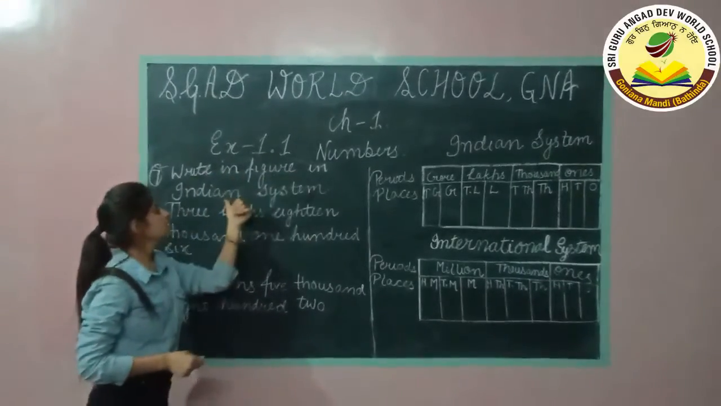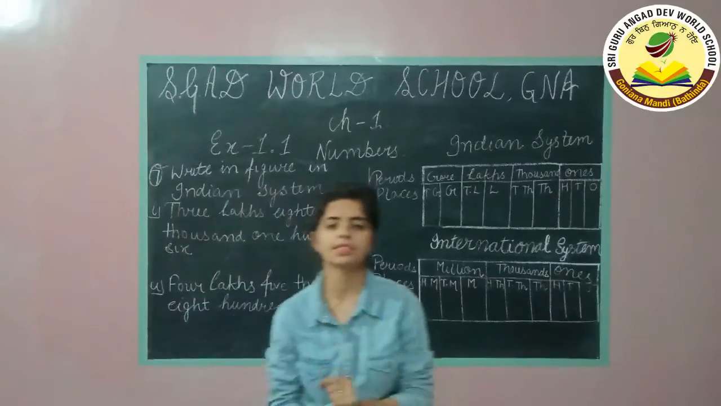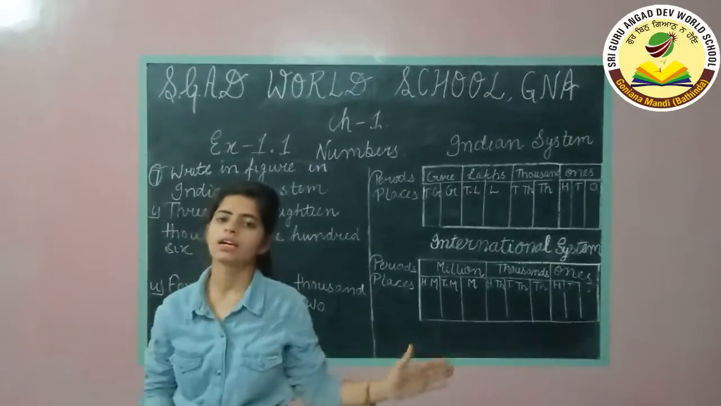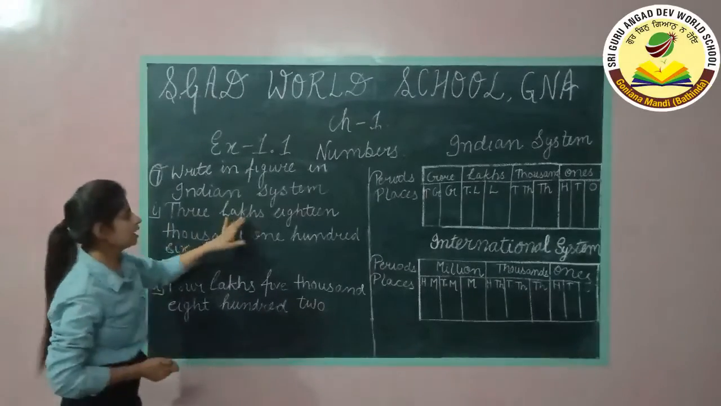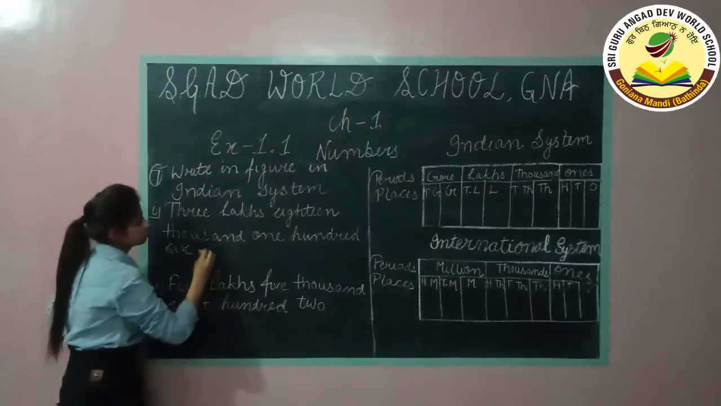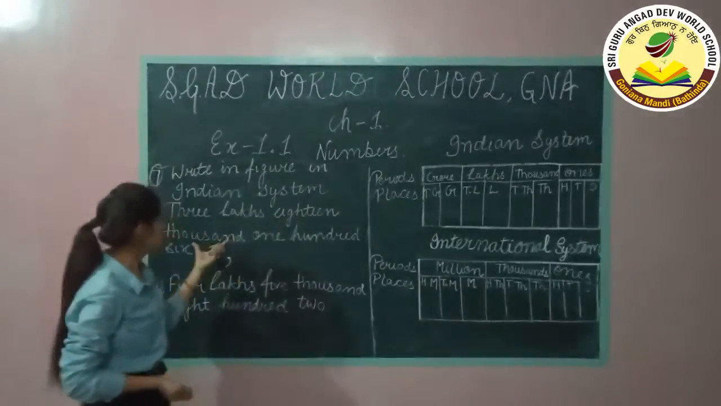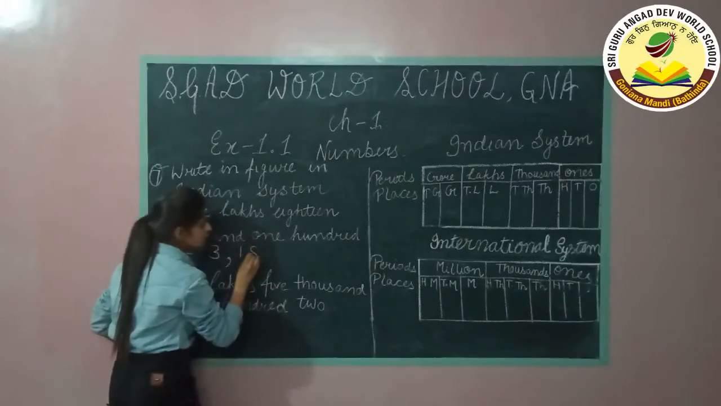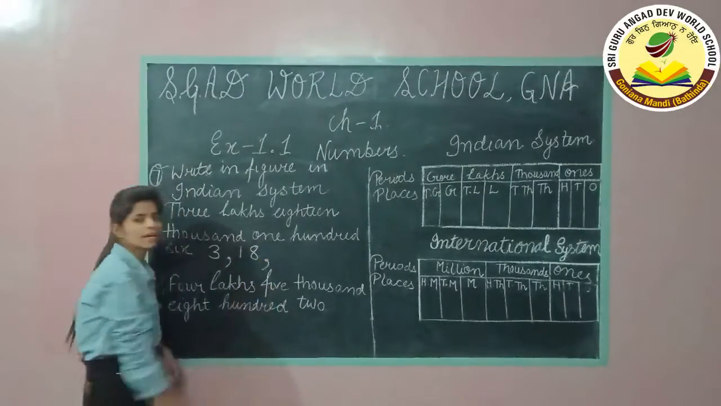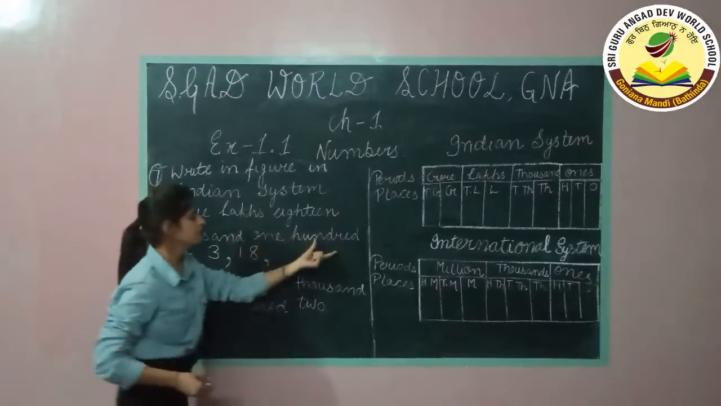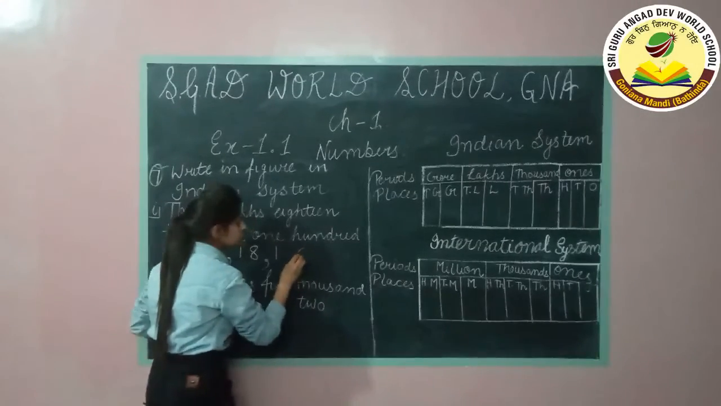Write in figures in the Indian system. In the Indian system, we know that the first period contains 3 digits, the second period contains 2 digits, and all other periods contain 2 digits. We write it as 3 lakhs, and 3 is in the lakhs period. So the period is separated by a comma. 18,000, and the thousand period contains 2 digits. We write 18,000 and separated by a comma. Then 100.